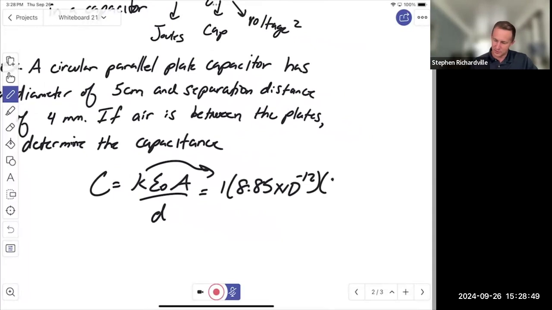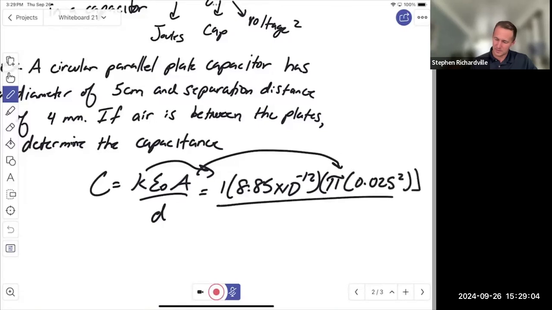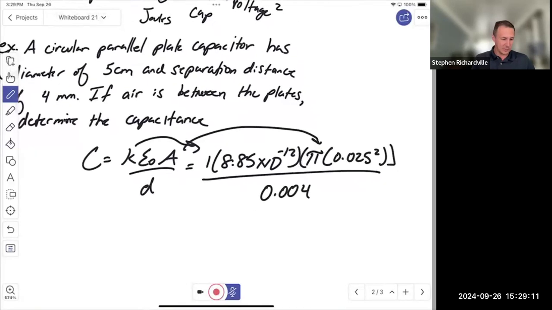And then because it's circular, my area is going to be pi r squared. So if the diameter is 5, the radius is 2.5, but that's centimeters, so 0.025. I've got to be really careful I don't make mistakes here with decimals and all that kind of stuff. Over 0.004, and there's no squared on that distance d. Okay, so let's see what we got here.